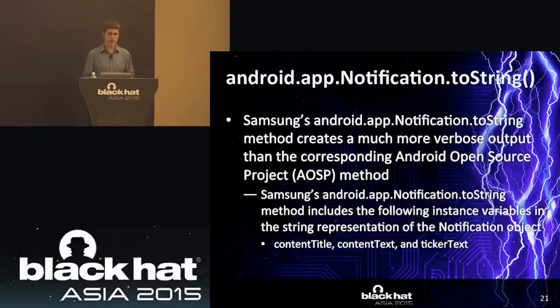So I compared Samsung's implementation for the Notification class as well as AOSP, and I noticed that Samsung was including various string instance variables in the output of the toString, whereas the AOSP was not including them, specifically their content title, content text, and ticker text. And these are actually what the user sees when they look at a notification.